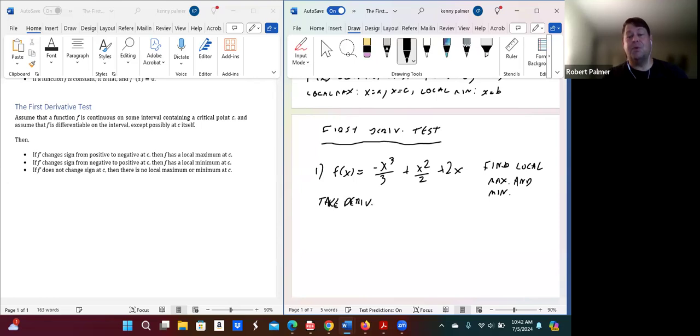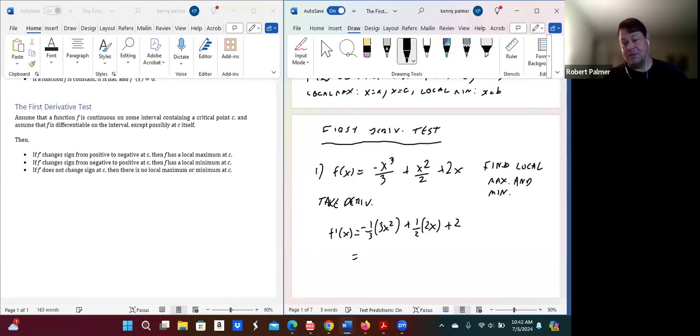Since all this depends on the sign of the derivative, we need to do that first. So take the derivative. f prime of x is going to be 1/3, that's the constant, times the derivative of negative x cubed. Well, it's negative 1/3 times the derivative of x cubed, which is 3x squared. Then plus 1/2 is the constant in front. The derivative of x squared is 2x. And then finally, the derivative of 2x is just 2.